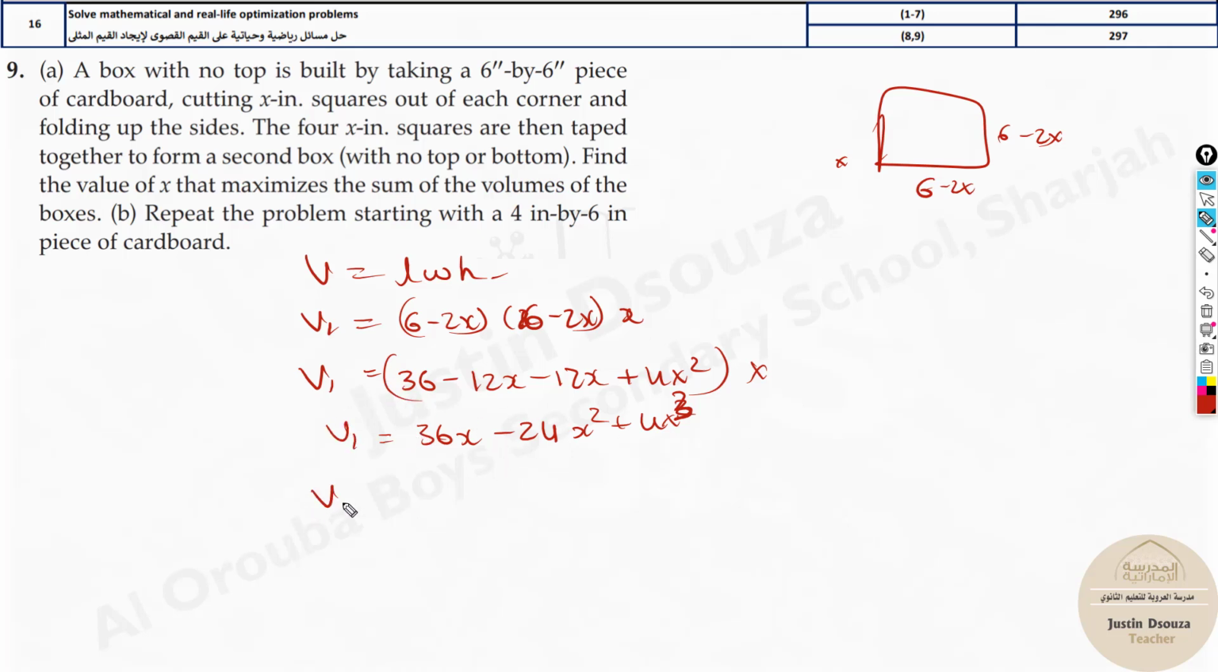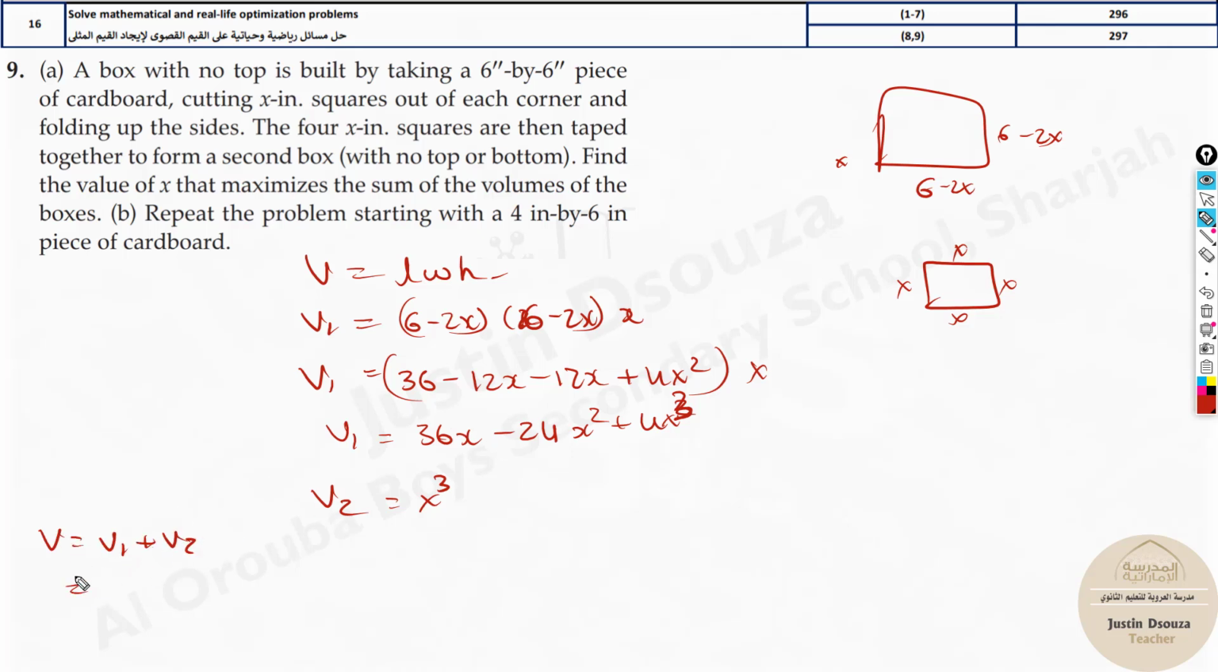Now what about the second volume, the second box? It is all dimensions of x, right? The top and bottom are not there, fine. It's x, x, x. It's a cube. Now how do you find the volume of a cube? It's just x cubed. Why? Because it's the same dimension, thickness, height, everything is the same. So basically the volume is x cubed. Here they have told us to find the value that maximizes the sum of volumes. So what we do is V equals V1 plus V2.